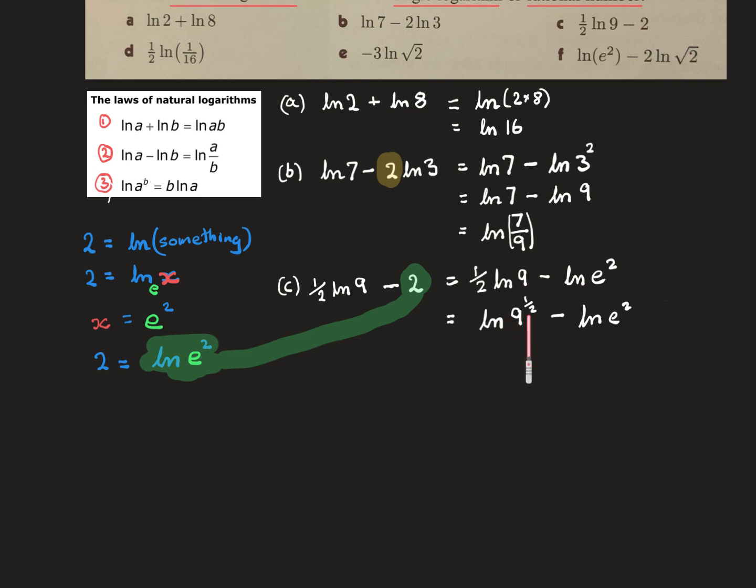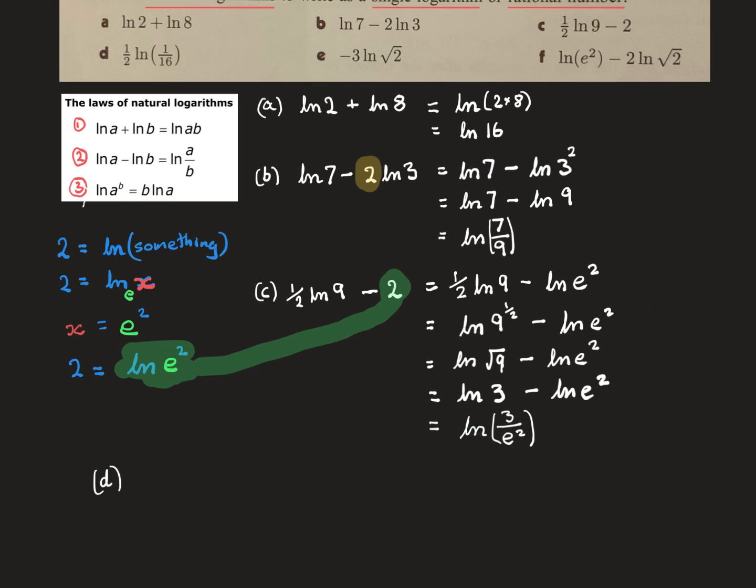ln 9 to the exponent a half isn't very useful. I will write it as a root and then simplify that so that it's just ln 3 minus ln e squared. Now I can use the second law to finish this off as a single logarithm. And hence we get ln 3 over e squared. Okay, so problem D is not that hard.